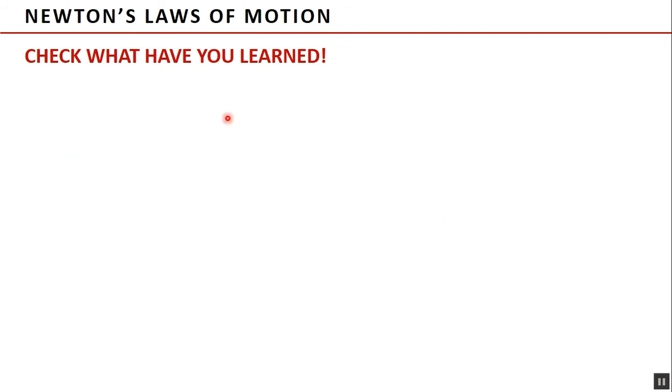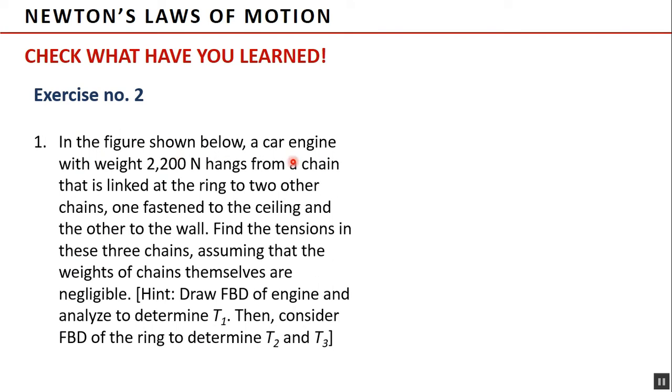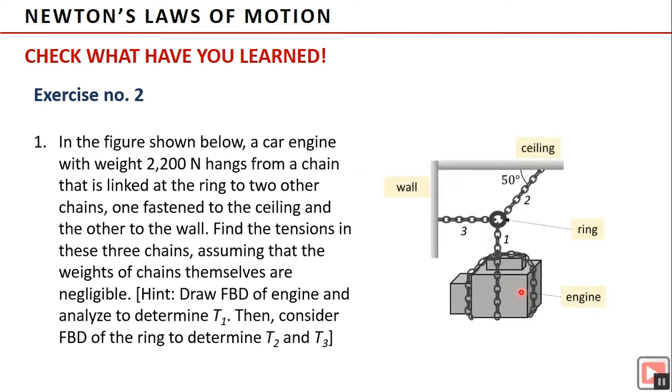Now let us do again exercises. Let us see what you have learned. Exercise number 2, item number 1. In the figure shown below, a car engine with weight 2,200 newtons hangs from a chain that is linked at the ring to two other chains, one fastened to the ceiling and the other to the wall. Find the tensions in these three chains, assuming that the weights of the chains themselves are negligible. Hint: draw the FBD of the engine, and analyze to determine T1.